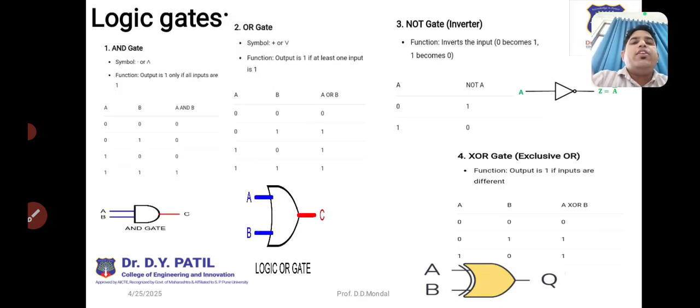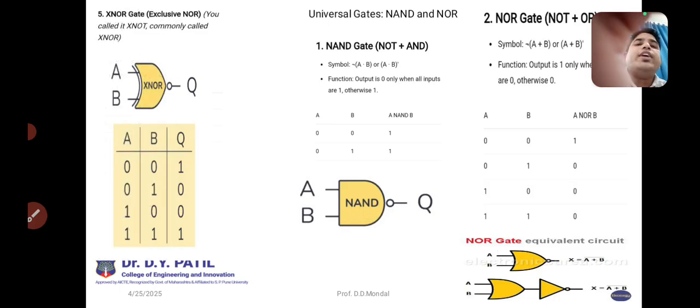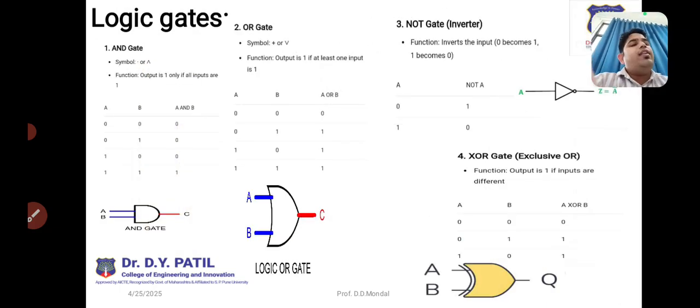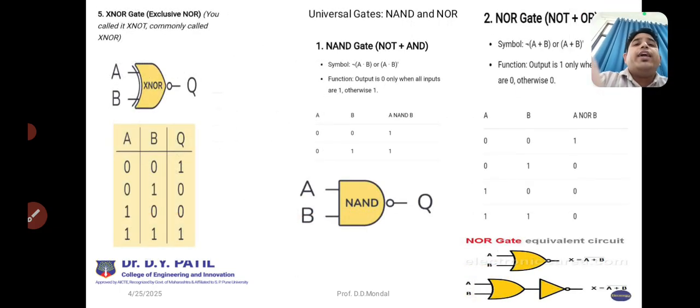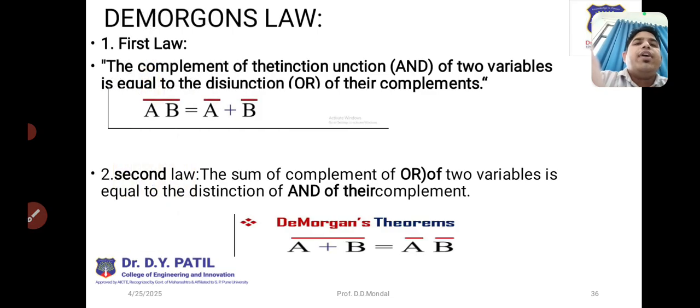What is the logic of the AND gate? When the two inputs are different, the output is low, we call it the AND gate. When the two inputs are different, the output is high, we call it an OR gate. What is the NOT gate? It is the inverter, it inverts whatever we are giving. The XOR gate, when the two inputs are identical, the output is low. The XNOR gate, when the two inputs are identical, the output is high. Same as the NAND gate and NOR gate, they are the inverse of AND and OR.